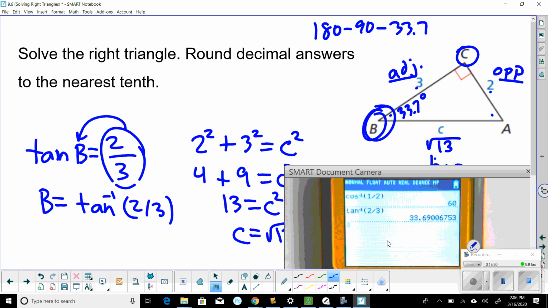So 180 minus 90 minus 33.7. There's my other missing angle, so 56.3 degrees. Okay, now I've solved the right triangle. I found my missing angles. I was missing angle A and angle B, and I know angle C was 90. I know side C, I know the other two sides also. Okay, so I've solved the right triangle. Okay, let's do another example.